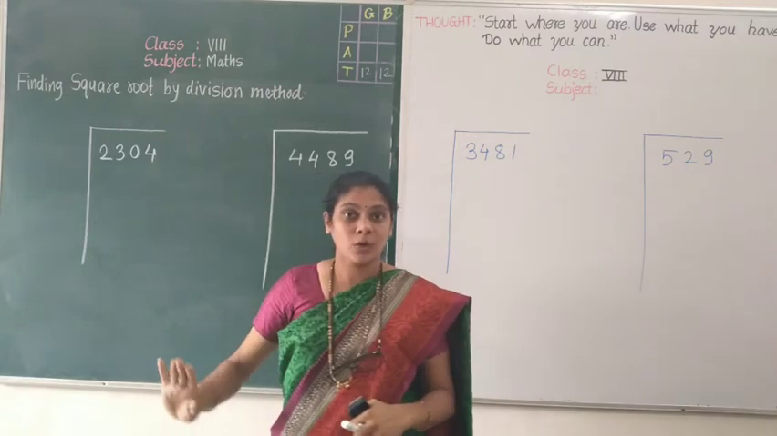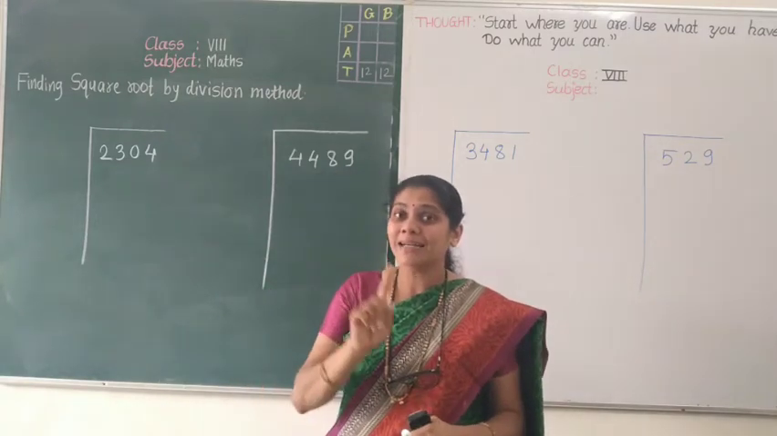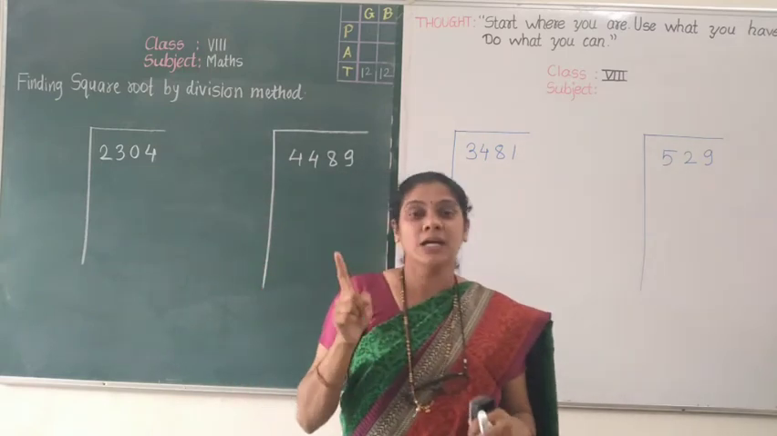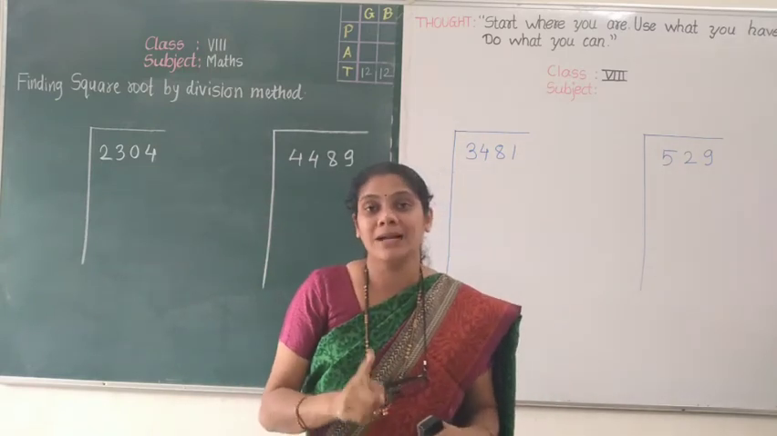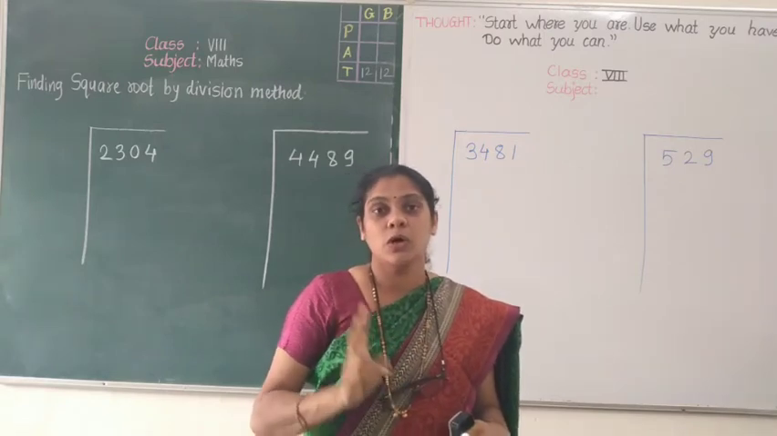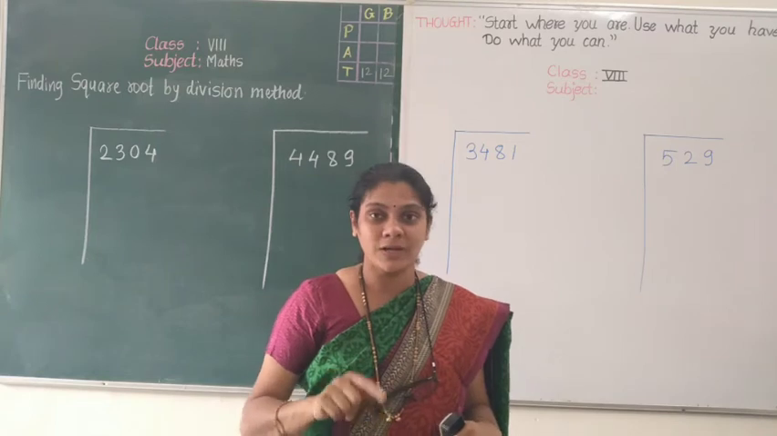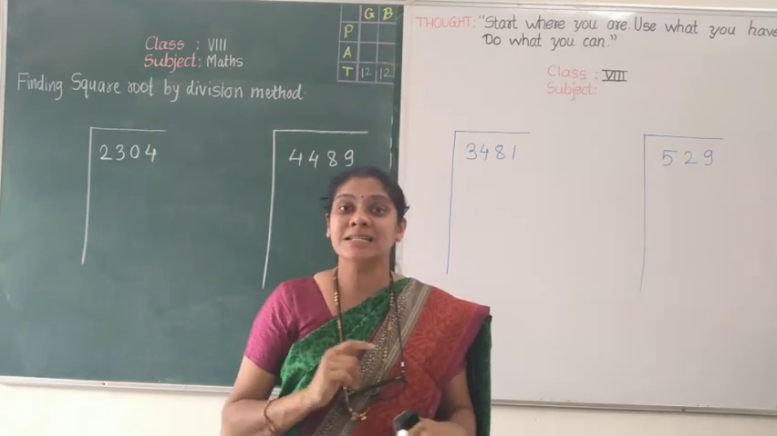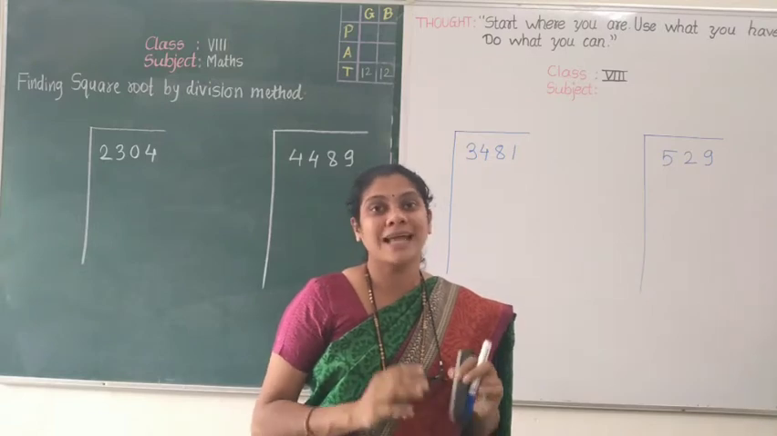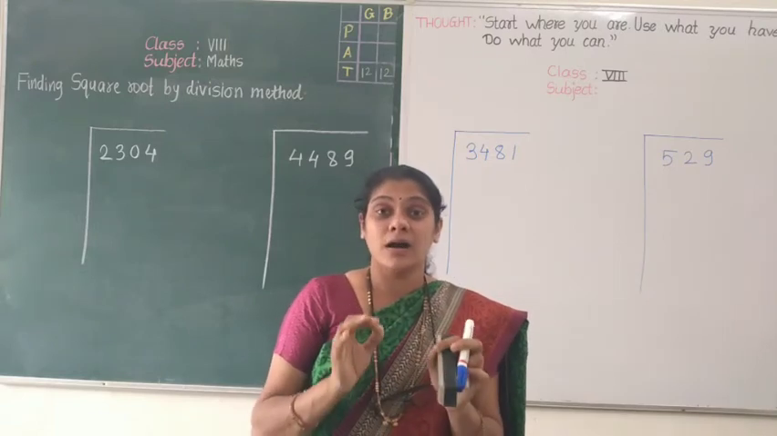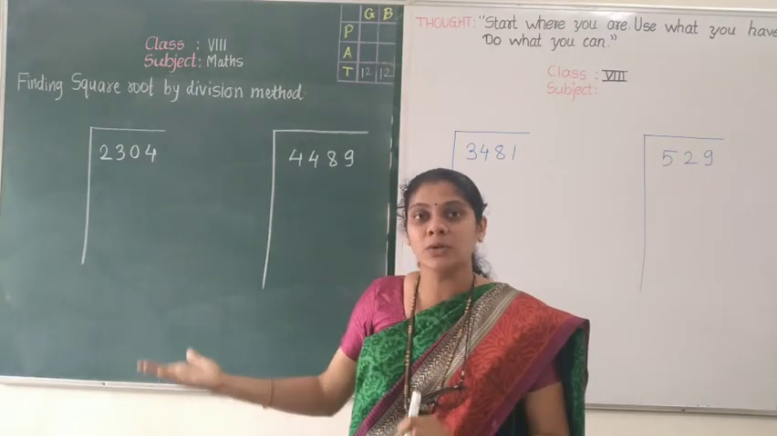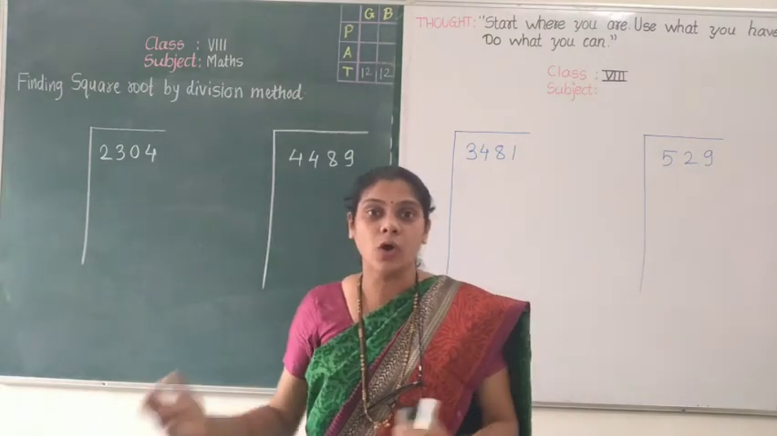2304. Okay, this is a 4-digit number and the last digit is 4. So you have to remember which square numbers have 4 at the unit place. Square of 2 is 4, having unit place number 4, and square of 8 is 64, so it also has unit place number 4. That means it is very easy to understand. Whatever answer comes, its unit place will be 2 or 8.